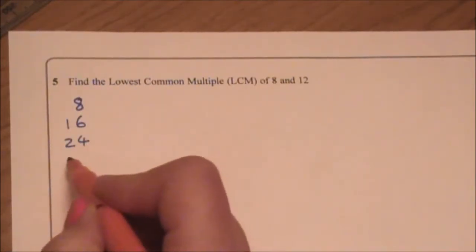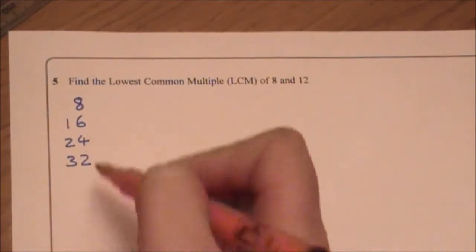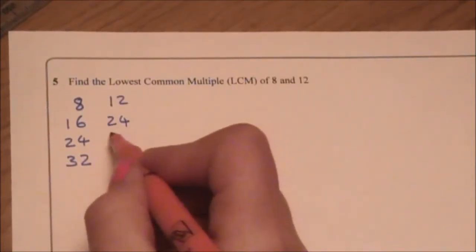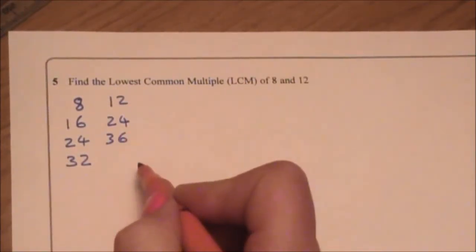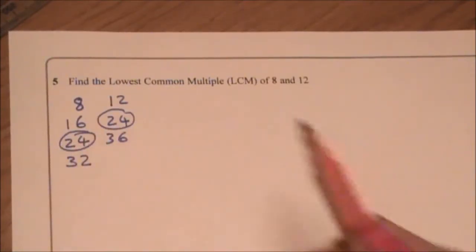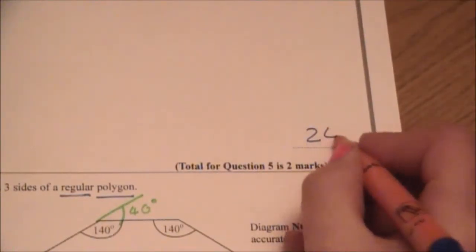8, 16, 24, 32. I'm going to stop there and just do my 12s. 12, 24, 36. Oh, hang on a second. There we have it. The lowest number in both times tables is 24. Now that's enough to get you the full marks.